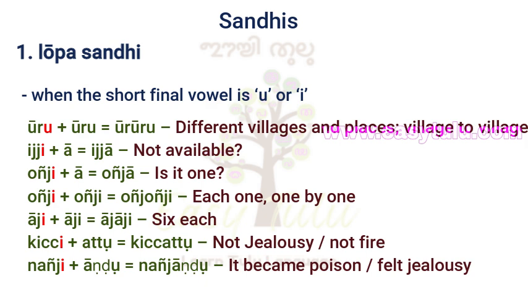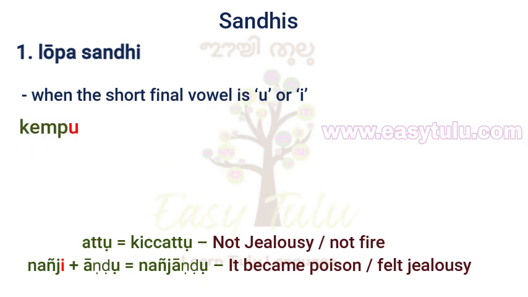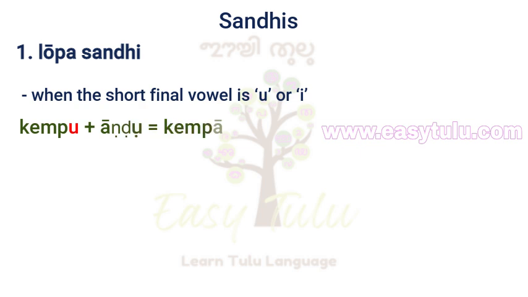Aji plus aji, ajaji. Six each. Ajaji. Kichi plus attu, kichattu. Not jealousy or not fire. Kichattu. Nanji plus aandu, nanjandu. It became poison or felt jealousy. Nanjandu. Kempu plus aandu, kempandu. It became red. Kempandu.